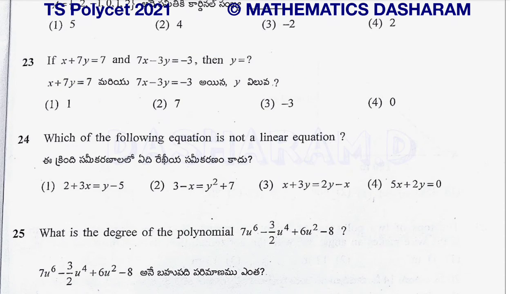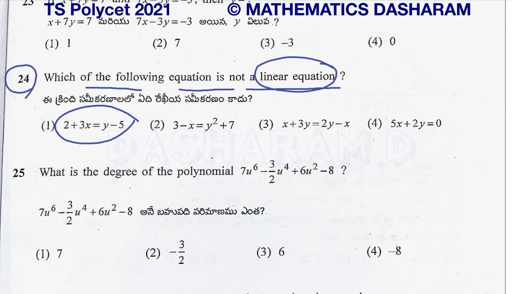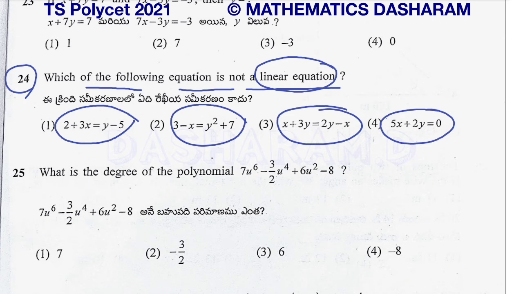Next, question number 24. Which of the following equations is not a linear equation? A linear equation means the degree of the equation is 1. So here the degree is 1. Degree is nothing but the highest power of the variable. So this is a linear equation. It is also a linear equation. But here the degree is 2. It is a quadratic equation. It is not a linear equation, degree 2 equation. So option 2 is correct.